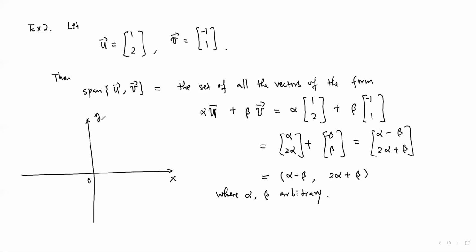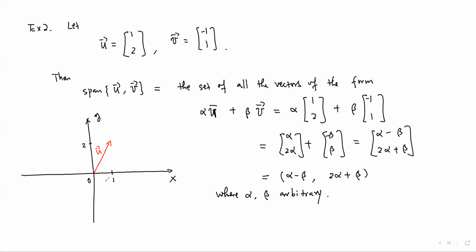X, Y plane. Let me plot vector U first. Vector U is the point (1, 2), and the arrow is this arrow. This is vector U.